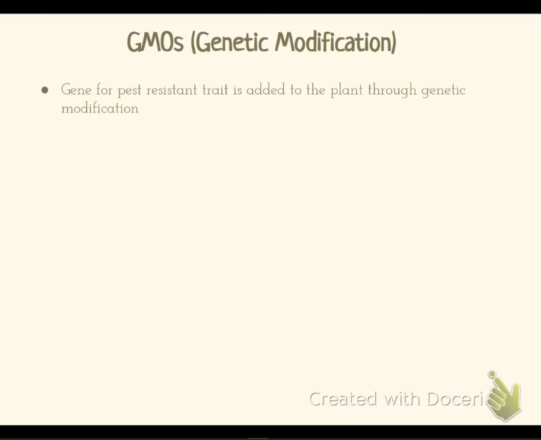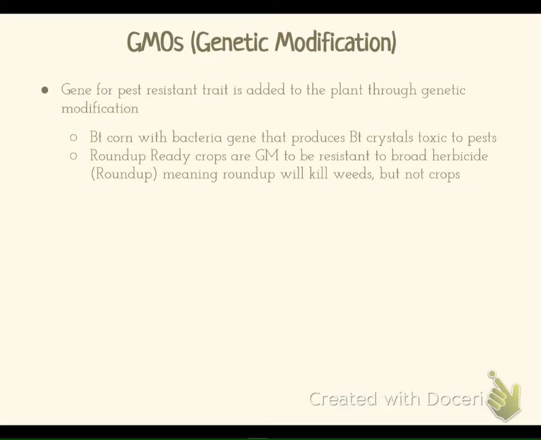So GMOs are another way to prevent organisms from bothering the plant you want to grow. So what happens with GMOs is it's genetically modified. For example, the Bt corn has a bacteria gene injected into its genome so that the pest can't bother it. For example, another one is Roundup Ready. These crops are genetically modified to be resistant to basically Roundup, so that when they spray Roundup on the field, the corn does not die, but all the other plants in there do.